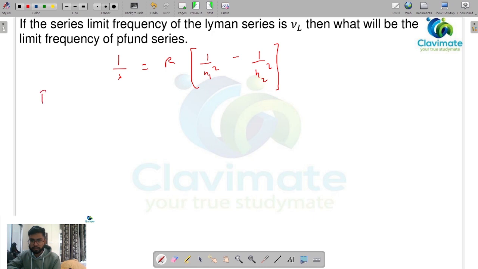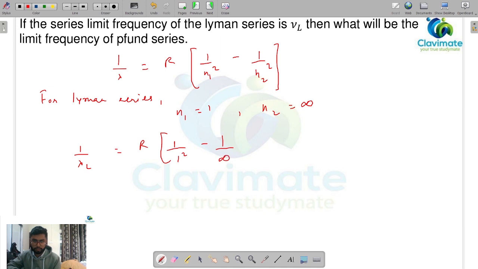And for Lyman series, we know n1 is equal to 1 and n2 is equal to infinity. So 1 by lambda L is equal to R times (1 by 1 square minus 1 by infinity square), which is equal to R, or 1 by lambda L equals R. So let's keep it as equation number 1.